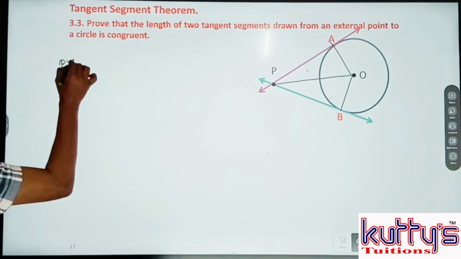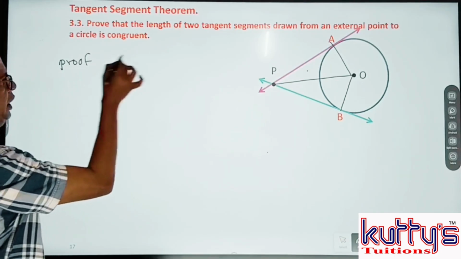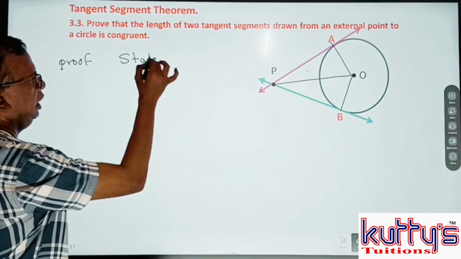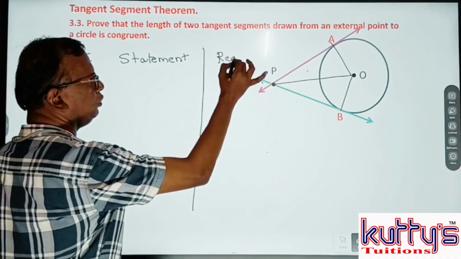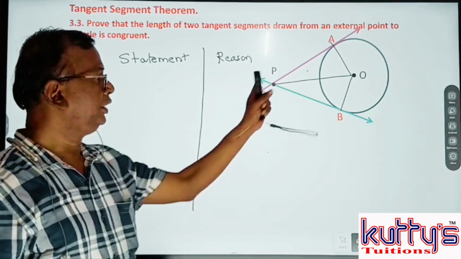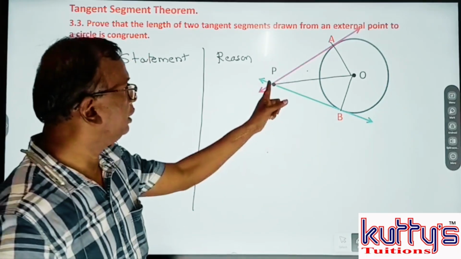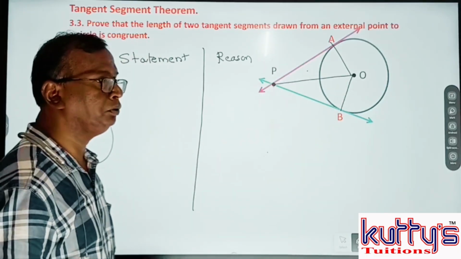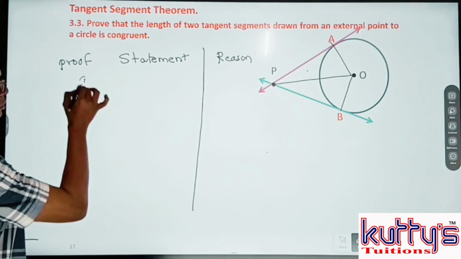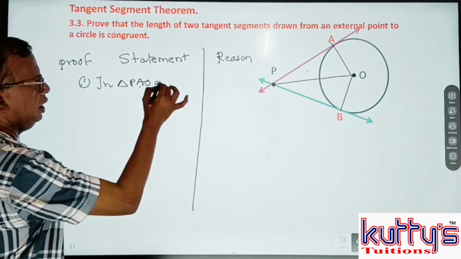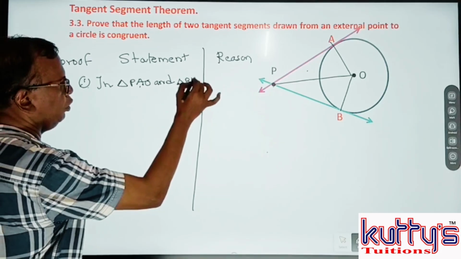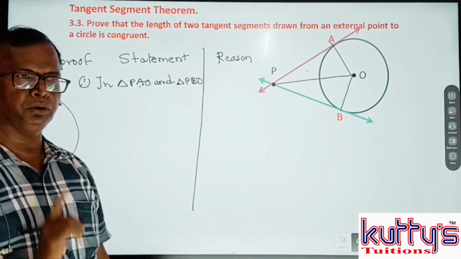The proof. Right here, statement and reason. Which two triangles do we have to prove congruent? Now listen carefully. Which triangles? Triangle PAO and triangle PBO. We have to prove them congruent to each other. In triangle PAO and triangle PBO, we have to prove both the triangles are congruent to each other.